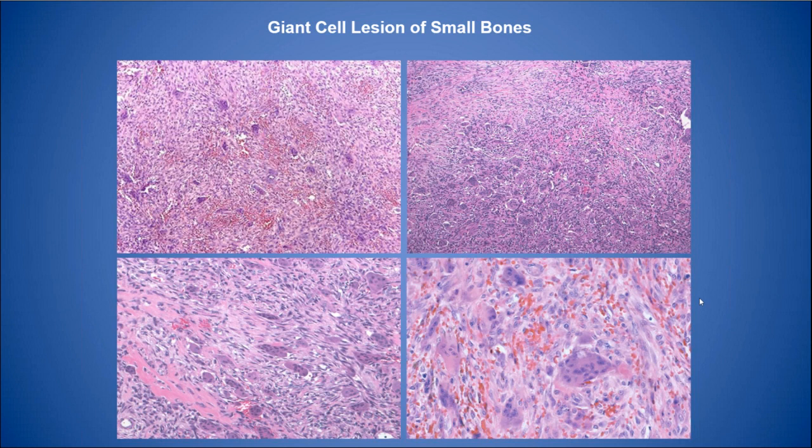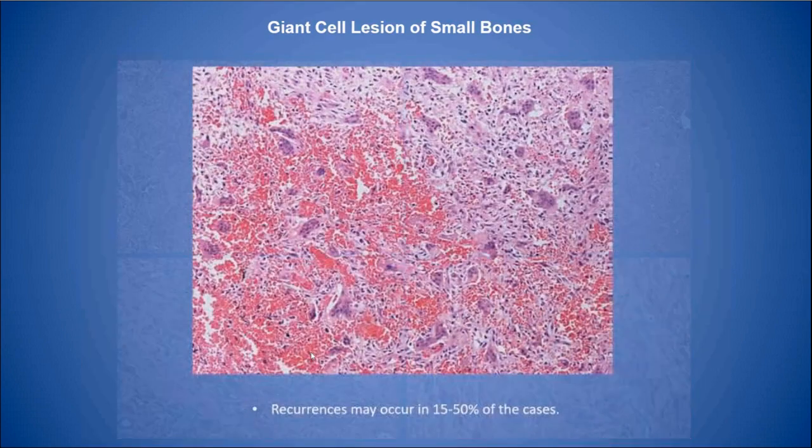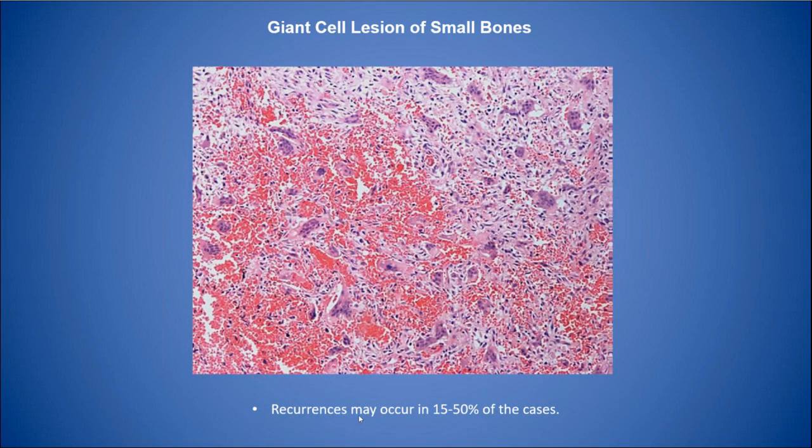The appearance of giant cell reparative granuloma is that of a cytologically bland, but can be quite cellular, spindle cell proliferation with a fascicular to storiform pattern with areas of hemorrhage where there's a tendency for the osteoclast giant cells to cluster. They're not really evenly distributed like you see in a giant cell tumor. And you may see focal areas of reactive bone. And here we have a closer view of an area with hemorrhage and clustering of the giant cells. Notice that the spindle cells have very bland, plump nuclei, the appearance of a fibroblast or a myofibroblast. Recurrences can occur in up to 50% of the cases.